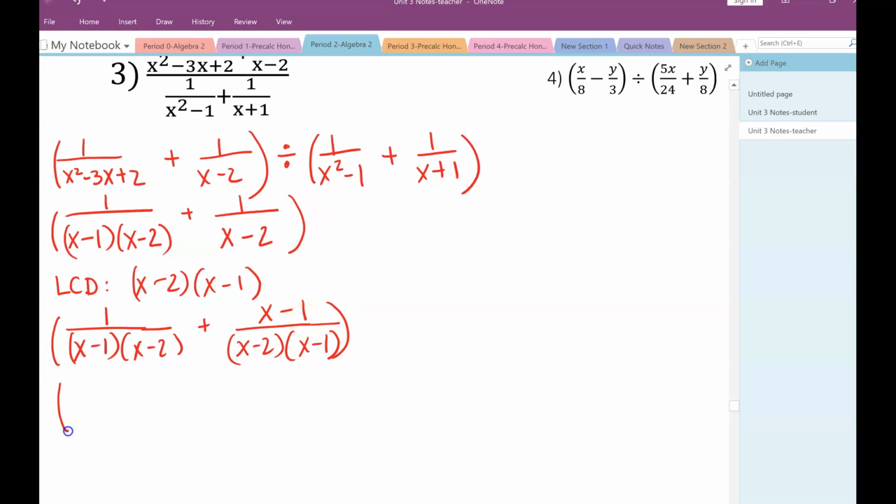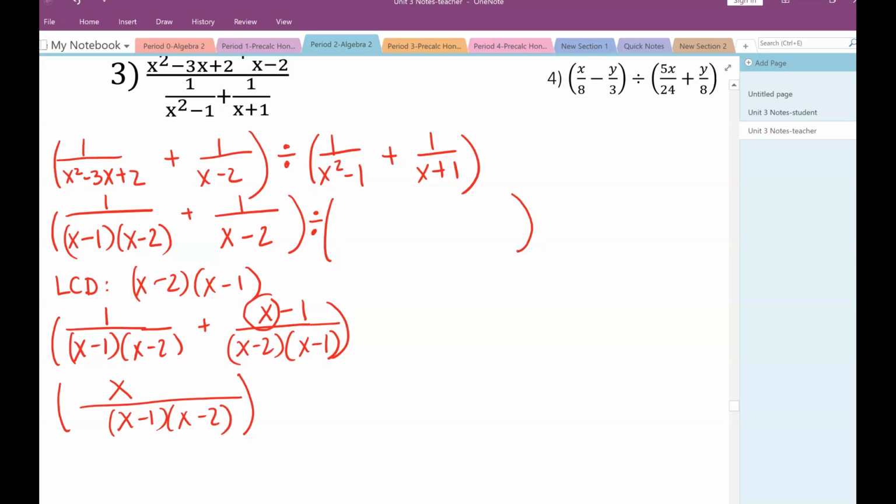Now, denominators are exactly the same. So, what do we do with the numerator? Just add them. There's only one x, so I'm going to copy it down. What's 1 minus 1? 0. So, I am done with that quantity. Would you guys agree? Let's move on to the second quantity.